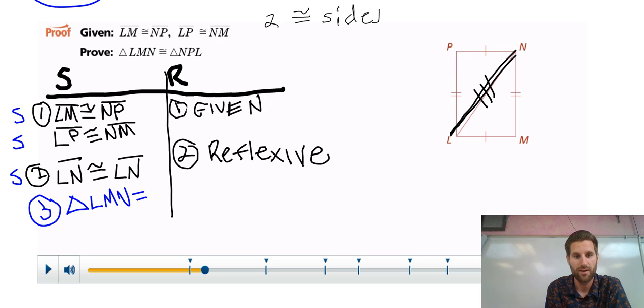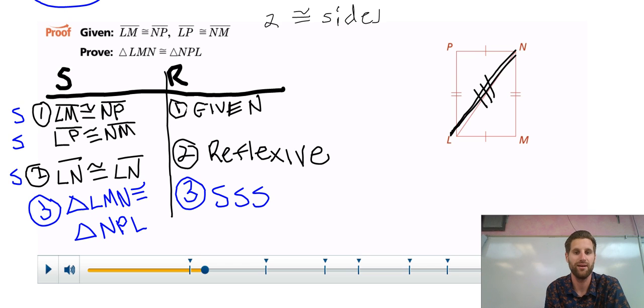triangle LMN is congruent to triangle NPL. And we know this is true by side, side, side. Okay, and I just let you write just side, side, side.